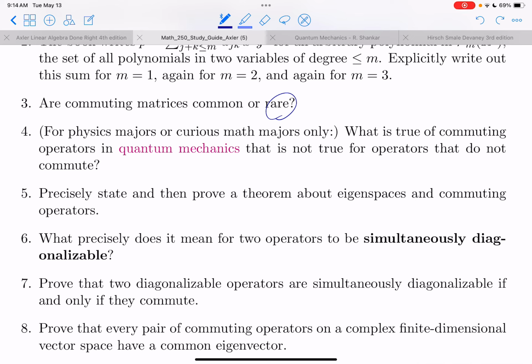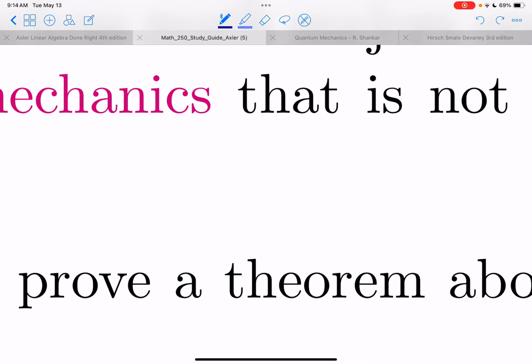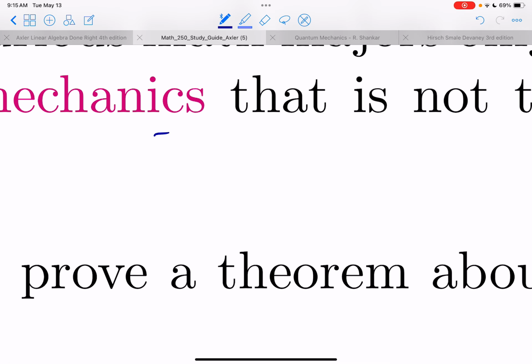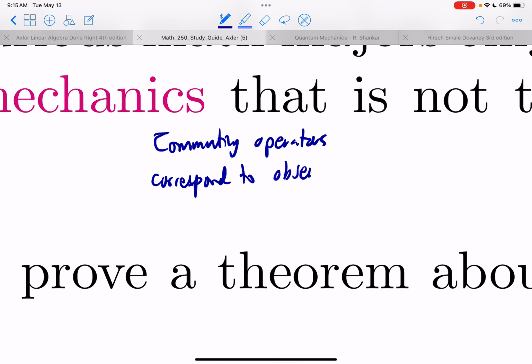But in quantum mechanics, what does that mean physically? It means that if two operators commute, commuting operators correspond to observables that can be measured precisely, like you can know the value of these observables. So what's an observable? Okay, what's an observable?